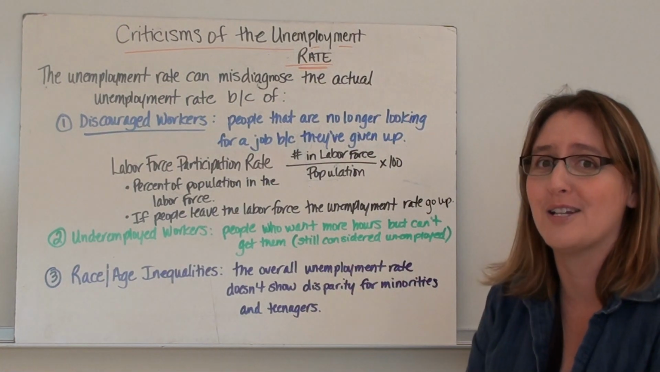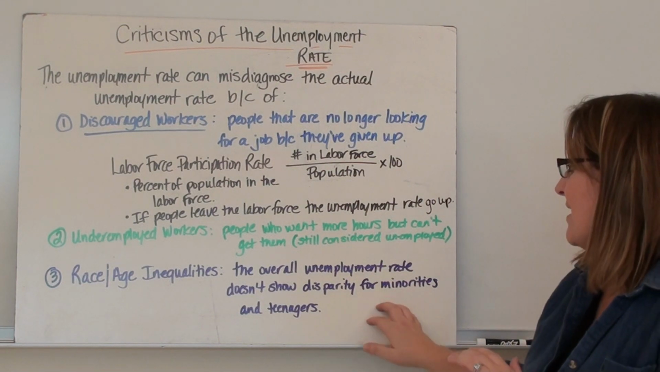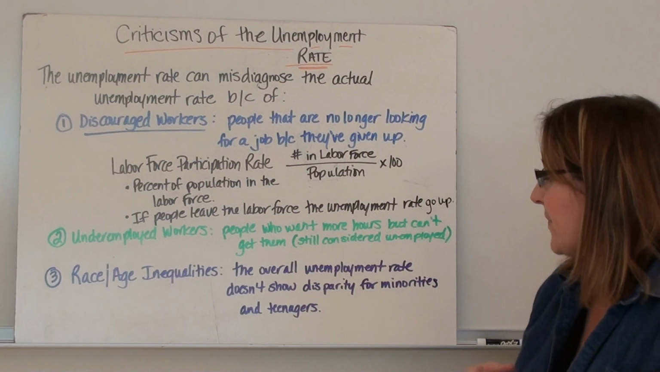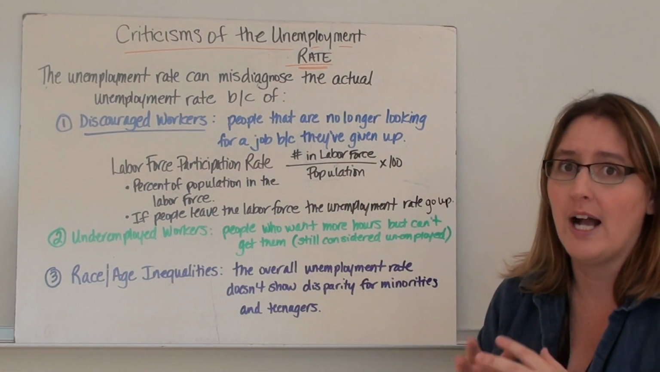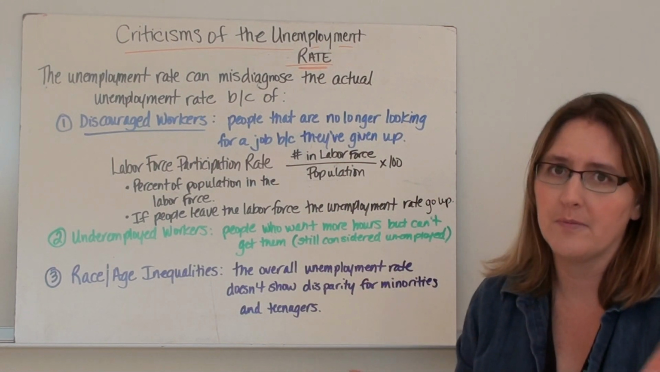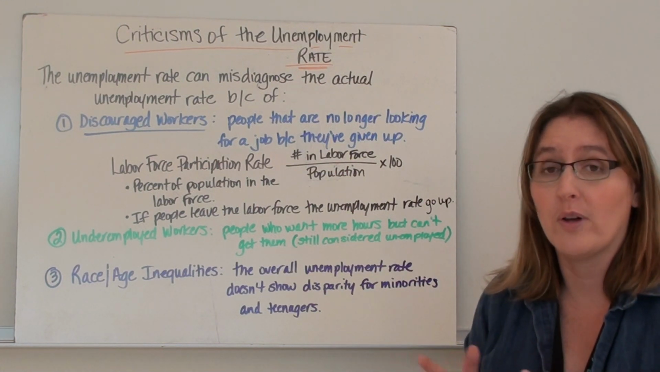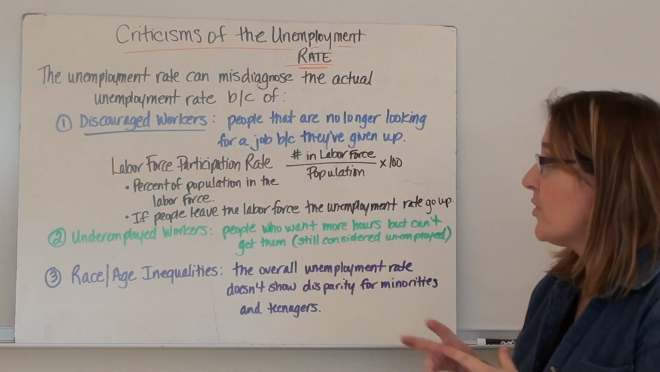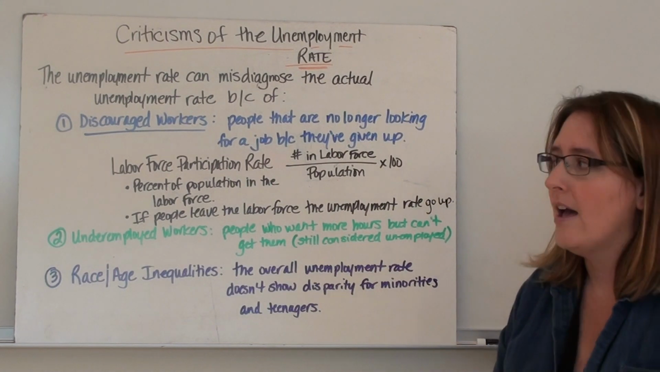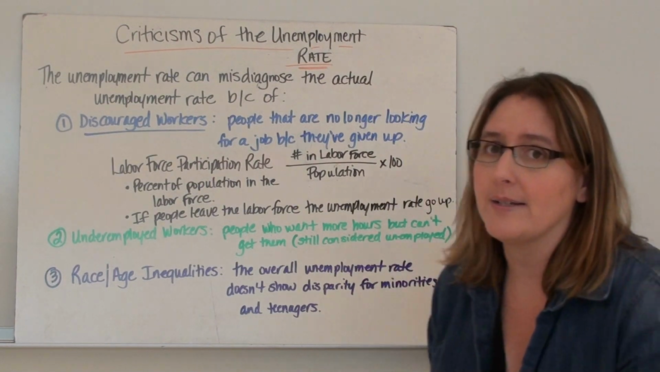And then the last thing is that race and age inequalities. Race and age inequalities are not shown in the overall unemployment rate. Minorities have a higher unemployment rate than the white majority, and also the teenagers are even worse. They have a really high unemployment rate, and when we break those apart we can see it, but in the overall unemployment rate we don't see it. So a lot of people feel, again, it's not showing the actual truthfulness about what's going on with unemployment. So those are the criticisms. As long as you know they're there, you can take the unemployment rate and see it for what it really is. All right, that is it.